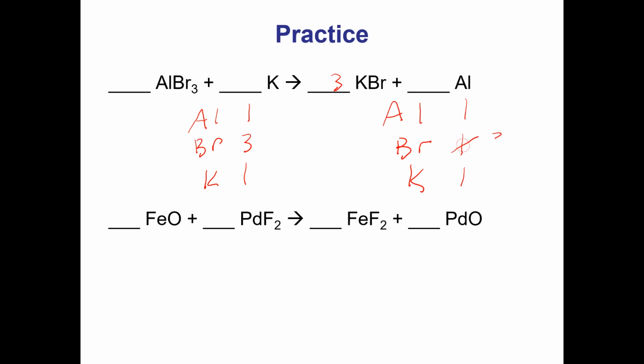So that changes the bromine to 3, but that also makes me have 3 potassium. Fortunately that's a simple fix because we only have potassium in one place and we have it by itself. So all I have to do is stick a 3 in front of that potassium, and now my potassium is balanced.